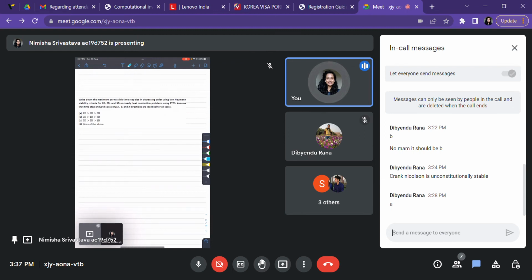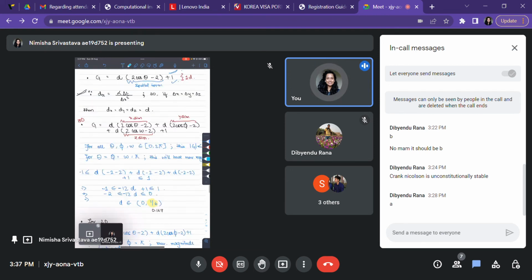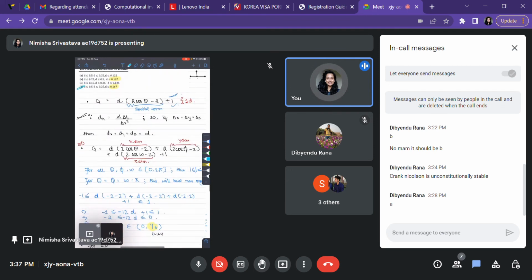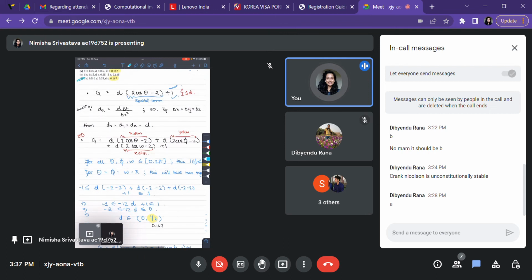Okay, so write down the maximum permissible time step in decreasing order using von Neumann stability criteria for 1D, 2D, and 3D unsteady heat equation using FTCS. So we've just done this analysis before here. See, this is like a shortened version of the analysis. If you really want to go through with the entire process, then you have to start from the expression and then divide it by UN, like how the FTCS example for 1D has been done. Right.